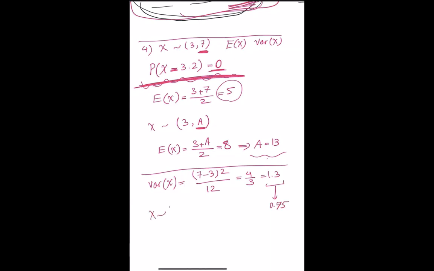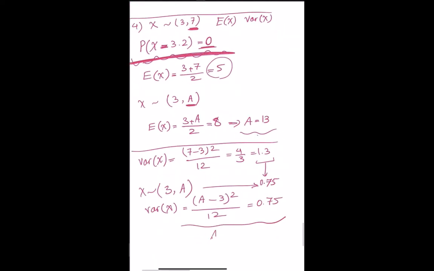Again, I want X to start from 3, but I don't know what the upper limit should be such that the variance is this value. So I'm going to calculate the new variance, which is (b minus 3) to the power of 2 divided by 12, and I want this variance to be 0.75. Do the calculations, and then you're going to find the value of b that gives you that. This is simple, so not much time.